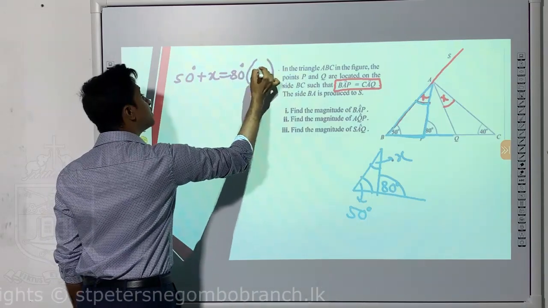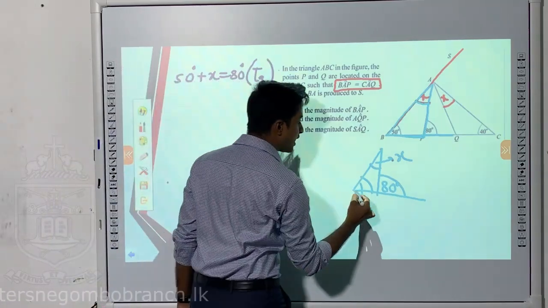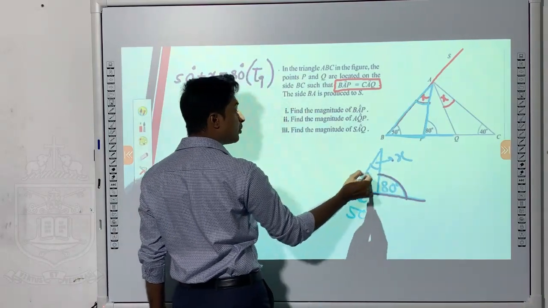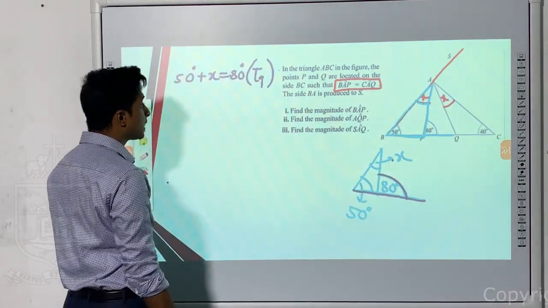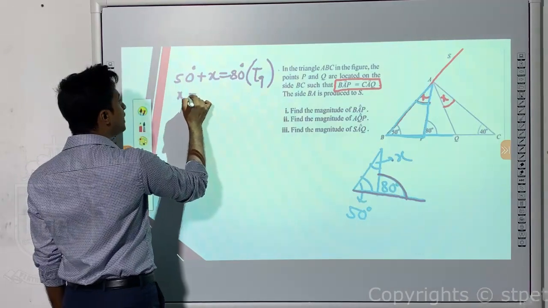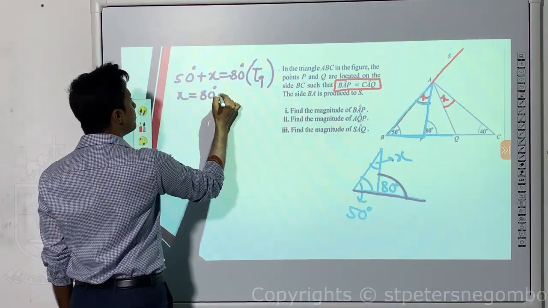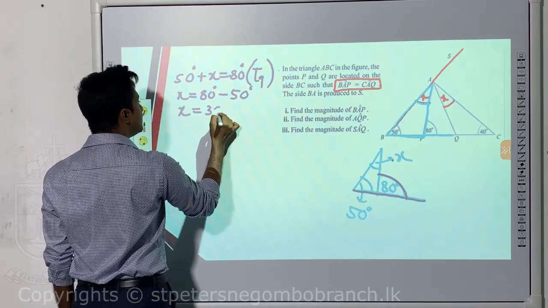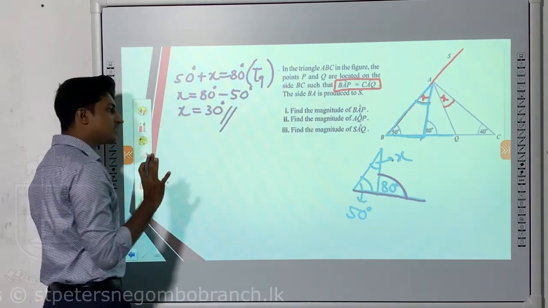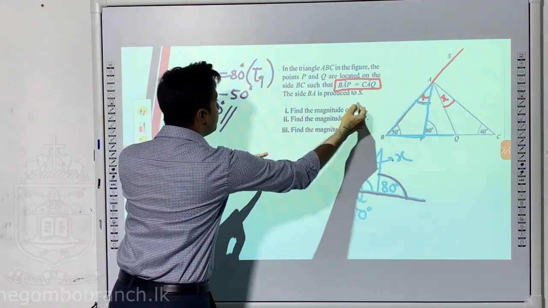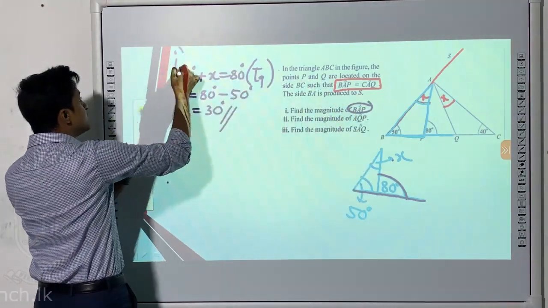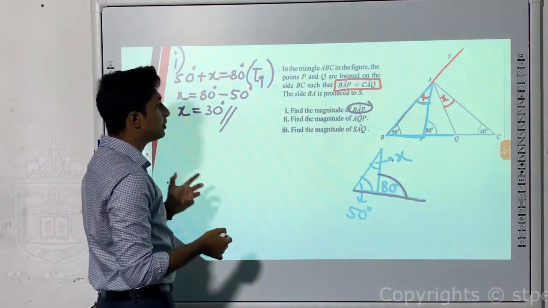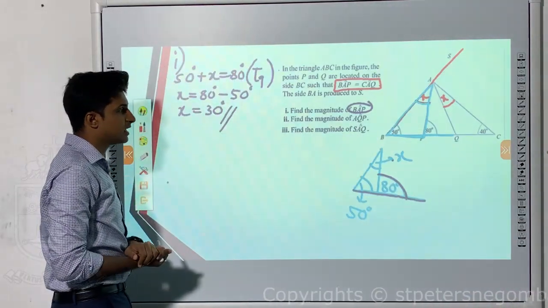The reason is because of the theorem: when a side of a triangle is produced, the exterior angle formed is equal to the sum of the two opposite interior angles. Then X is going to be equal to 80 degrees minus 50 degrees, that is going to be 30 degrees. X is done. X is BAP, that is the first value. Since you have already marked it as X, no problem.